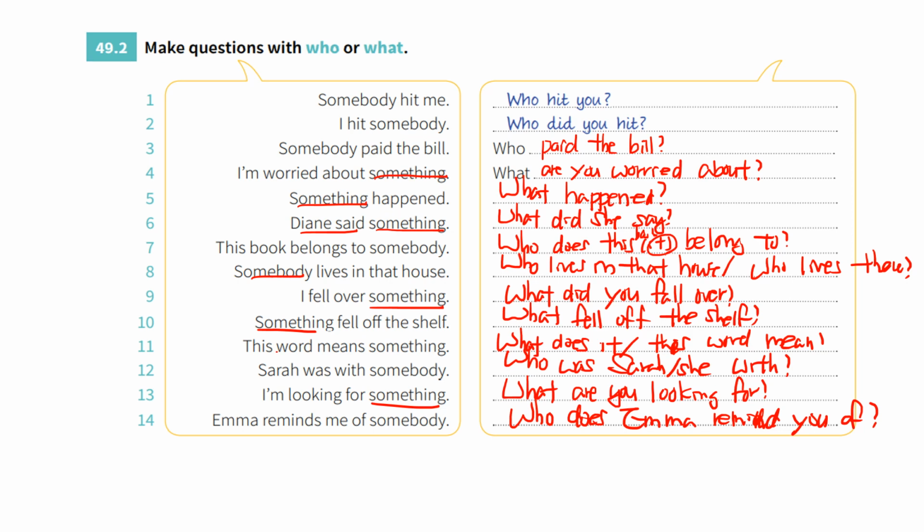This word means something. What does this word mean? Sarah was with somebody. Who was Sarah with? And then, I'm looking for something. What are you looking for? Emma reminds me of somebody. Who does Emma remind you of?